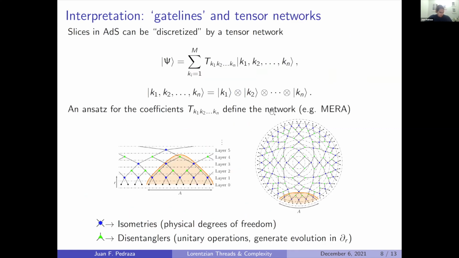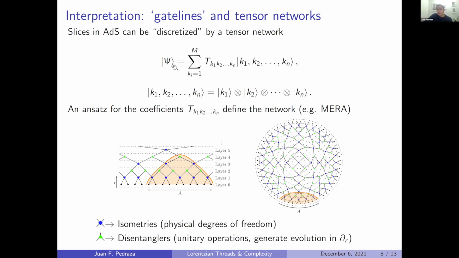Now let me move to the interpretation. In order to understand this, it's worth reminding you that we can discretize slices in an AdS space in terms of a tensor network.